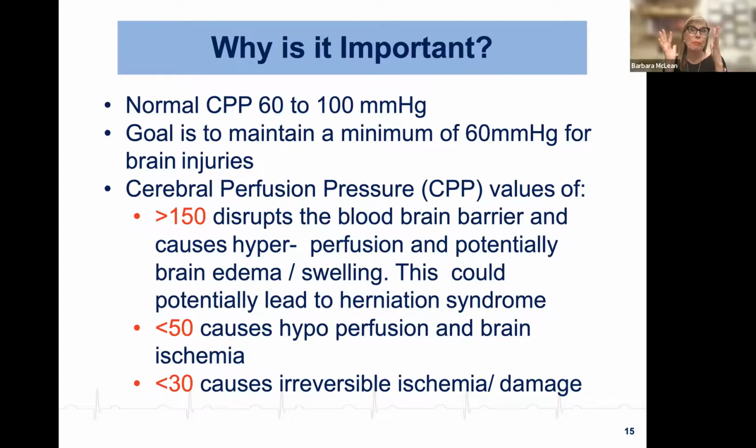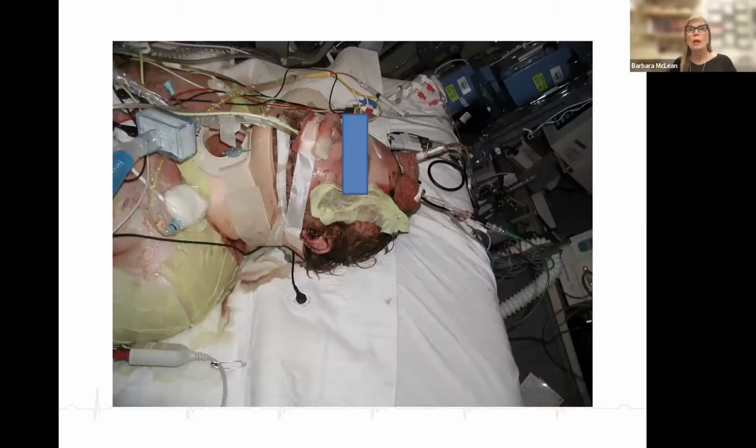That's what the blood-brain barrier is. It is this basic presentation that separates the cerebral cells from the blood in your vessels. And that causes significant alteration because it can cause a lot of brain swelling and it can lead to herniation syndrome.